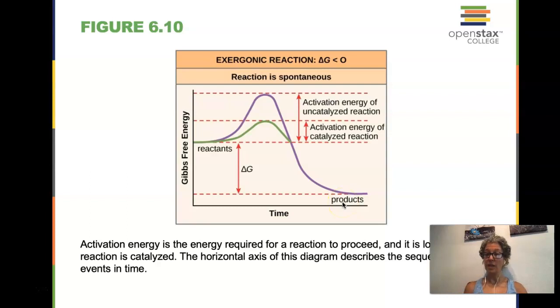In an inorganic chemistry class, a catalyst could be a number of things. It could be heat. It could be some sort of metal. There's lots of different things that can help a reaction to proceed. In a biological system, the catalyst is almost always a protein, and it is called an enzyme. Heat is not a great catalyst in a biological system.